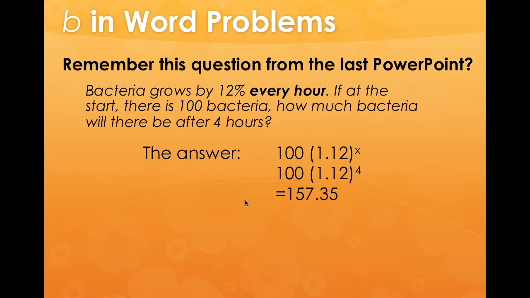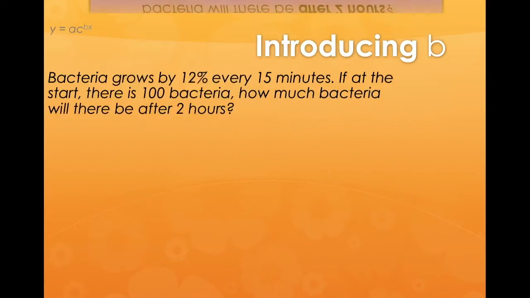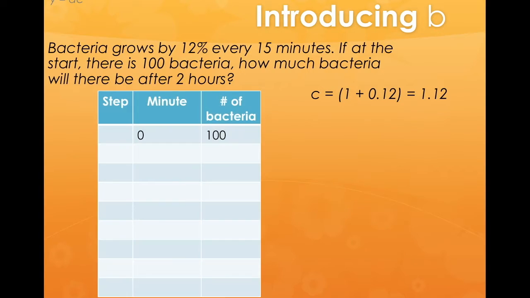What if I tweaked this question? What if I told you that bacteria grows by 12% every 15 minutes? If at the start there's 100 bacteria, how much bacteria will there be after 2 hours? In this question, bacteria grows by 12% every 15 minutes, so it's increasing. So our c is going to be 1 plus the percent over 100, which is 0.12. So c is just 1.12, the same thing as the last PowerPoint.